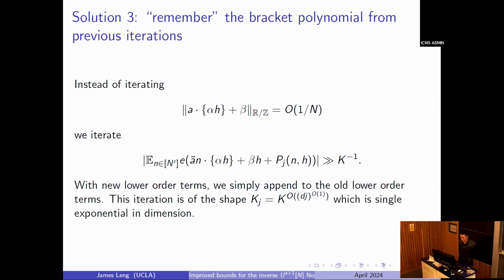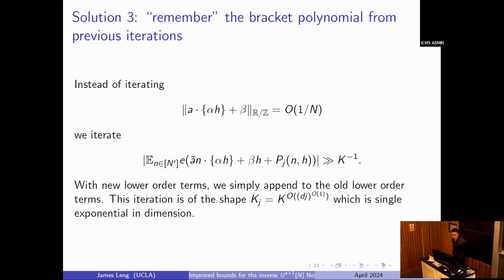So instead of cashing in a bit too early and iterating this hypothesis, A dot alpha H plus beta, what you do is convert it, and just think about this problem over here. Remember this bracket polynomial, and then at the very last step, Fourier expand this to get some eta. But when you got the eta, you plug it back in here. You get a different bracket polynomial, but you remember the bracket polynomial from previous iterations.